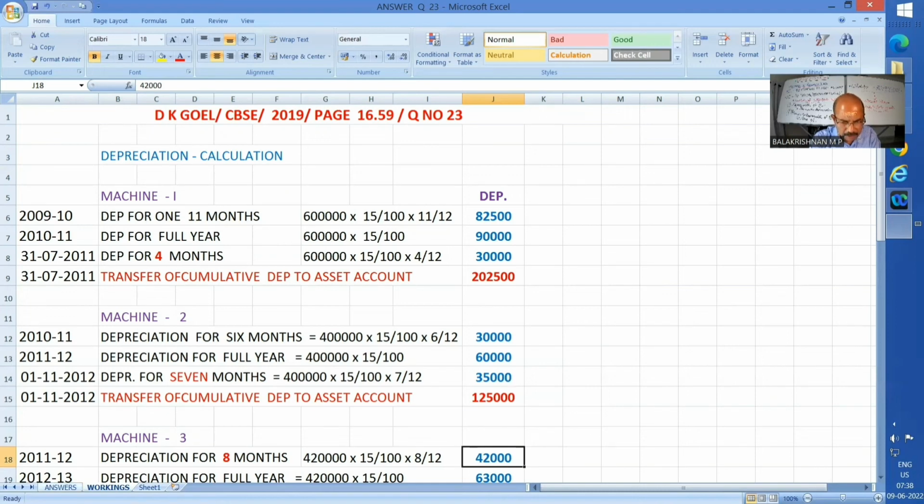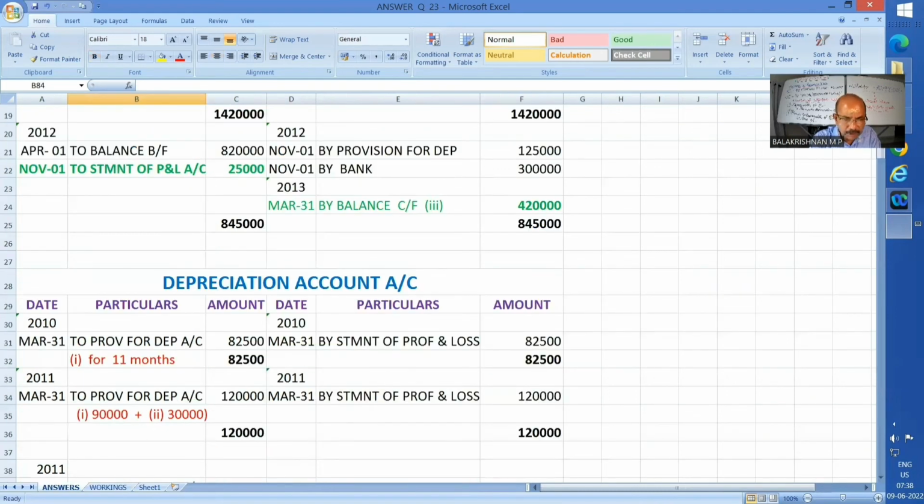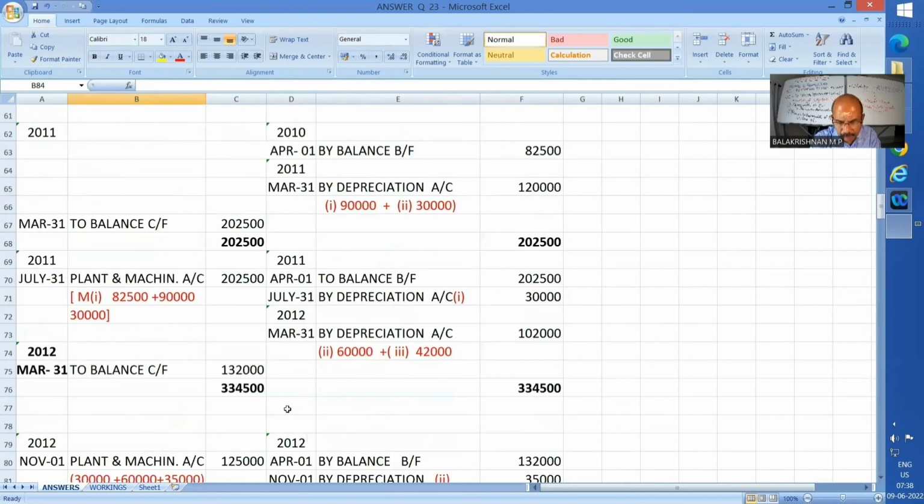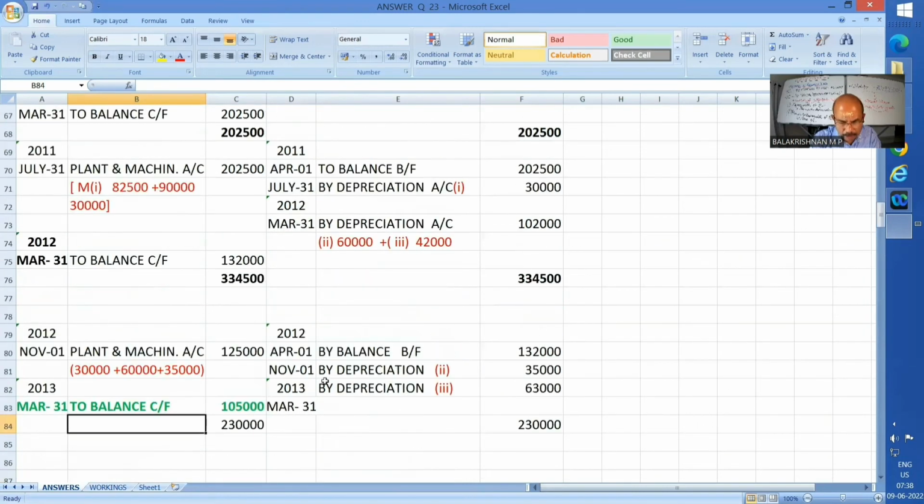Okay. So that 35,000 rupees, what will be the entry? Tell me. Depreciation account debtor to provision for depreciation 35,000 on November 1st. Naturally, my hand has to move here also. November 1st, 35,000. That's over.